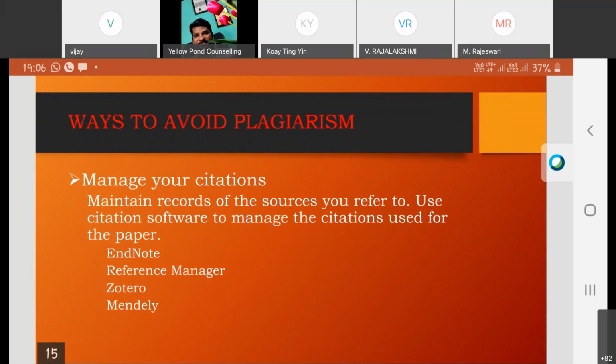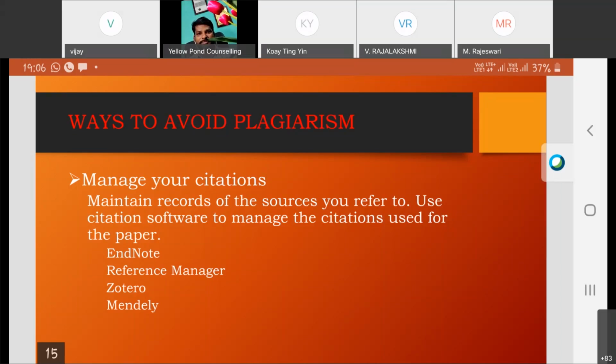Next thing, manage your citation. Here, maintain records of the sources you refer to. We have to use citation software to manage the citations used for the paper. I have given certain applications like EndNote, reference managers like Zotero and Mendeley. These applications are used to manage our citations for our entire research work, for example EndNote and Mendeley.